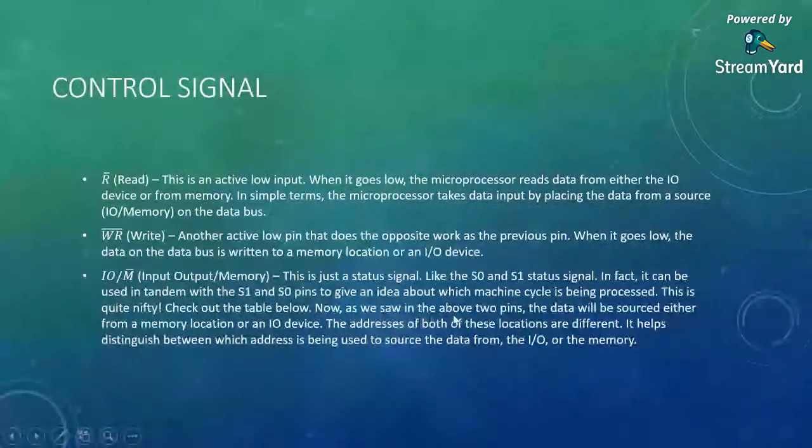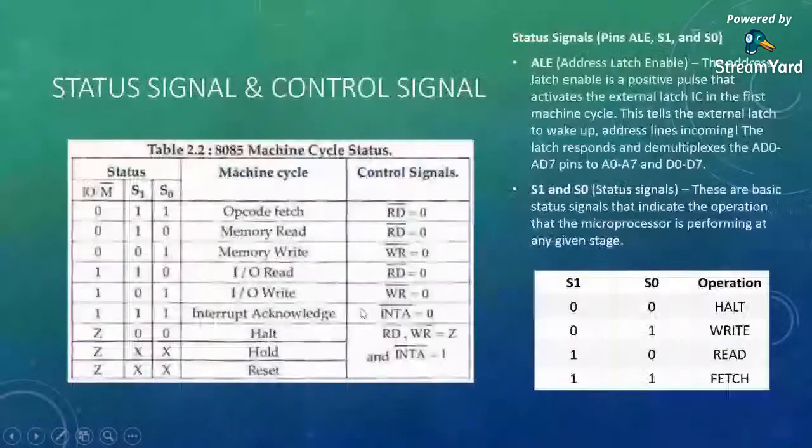Now, as we saw with the above two pins, the data will be sourced either from a memory location or an input-output device. The addresses of both of these locations are different. It helps distinguish which address is being used to source the data, from the input-output or the memory. So, for example, if the status is 1, 1, the operation is opcode fetch. The control signal should be read at 0. So you fetch the opcode.